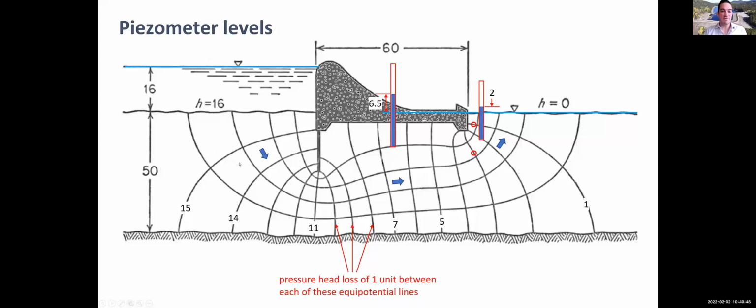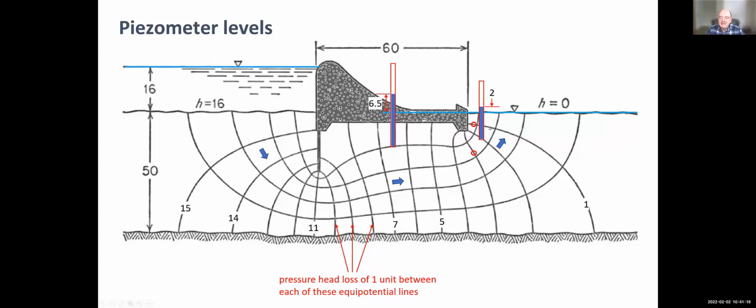And you can see how the flow goes through each one of these paths, and that it drops 1 foot of head on each equal potential, pore water pressure line. And if you go through this, you go 16, 15, 14, all the way down here, somewhere between 7 and 6, this piezometer is. So that'd be 6.5. Dwayne, do you have any comments on this one?